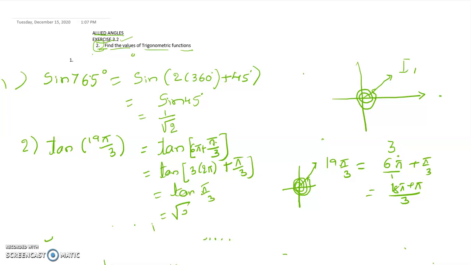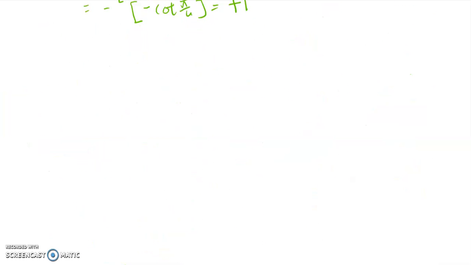What is tan pi by 3? It is tan 60 degree. Tan 60 degree will be root 3. Okay. I hope you have understood. Now I consider the third example. It is sine of minus 11 pi by 3. Minus 11 pi by 3.